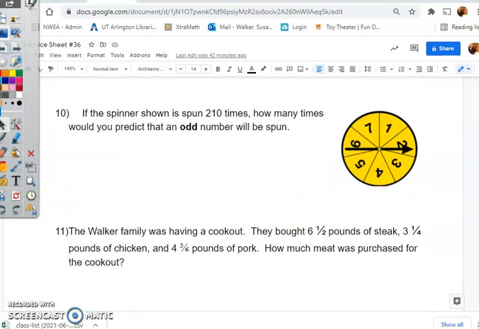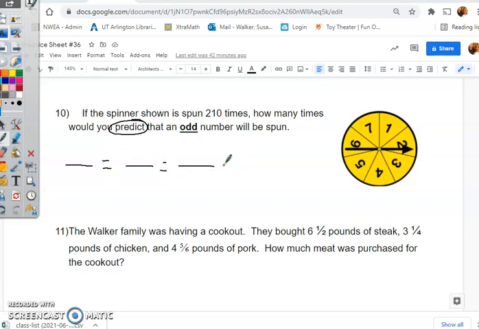Number 10, if the spinner shown is spun 210 times, how many times would you predict that an odd number will be spun? Okay, so hopefully you remember that when we do a prediction problem, we set up a proportion.